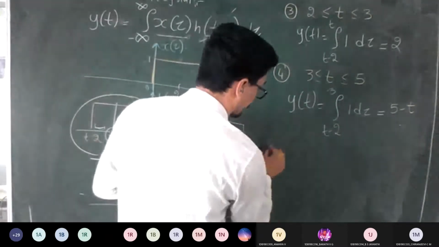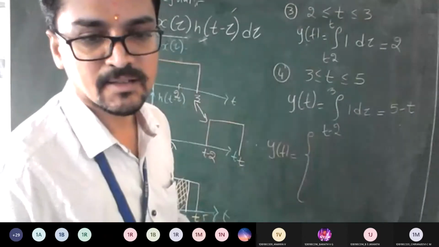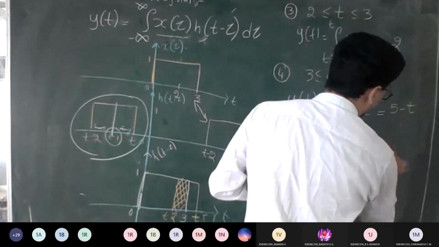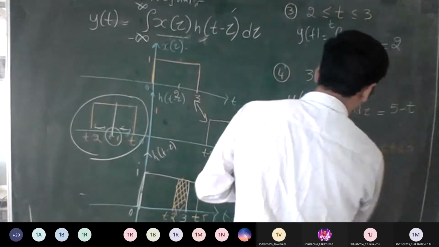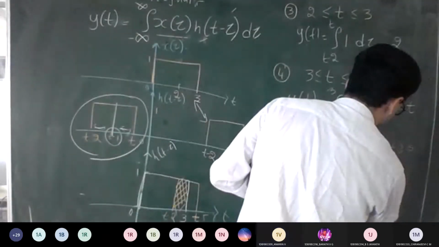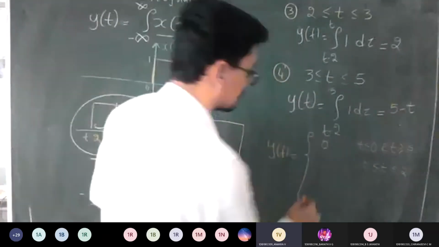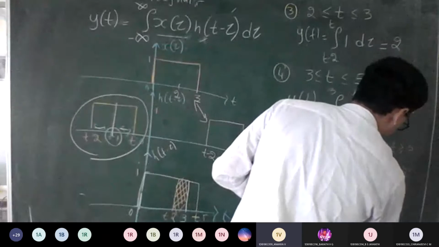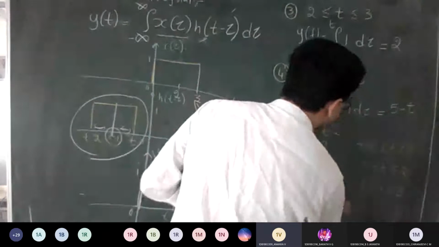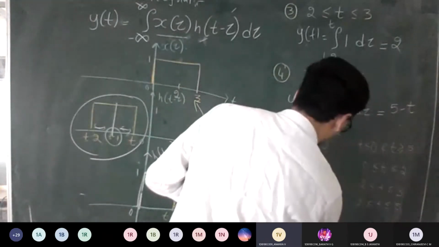So therefore y of t is equal to... What is the first answer you got? For t less than or equal to 0 and t greater than or equal to 5, we got it as 0. That is the first answer. Correct? Then t varies from 0 to 2. What's the answer we got? t. Good. Next, 2 to 3. The answer is 2. Good. And last one, between 3 to 5, you got the answer as 5 minus t.